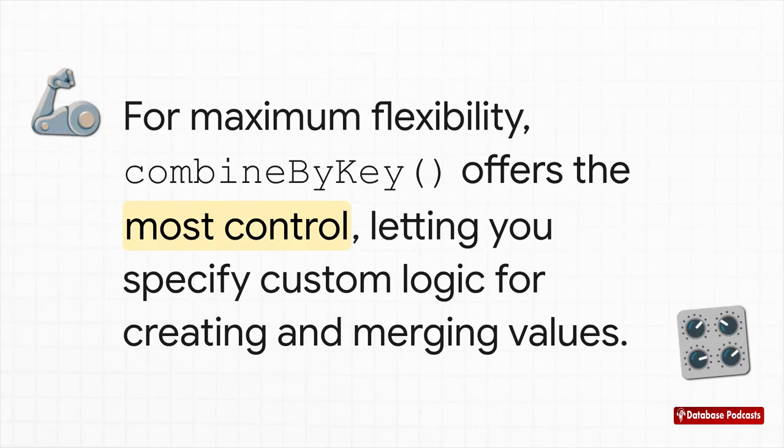Now, for you power users out there, if you need to do something more complex, like calculating an average where you have to track both a sum and a count, there's combineByKey. Think of it as the powerhouse engine that reduceByKey is built on top of. It gives you total control over the whole process. It's a bit more involved, but it's there when you need that absolute flexibility.